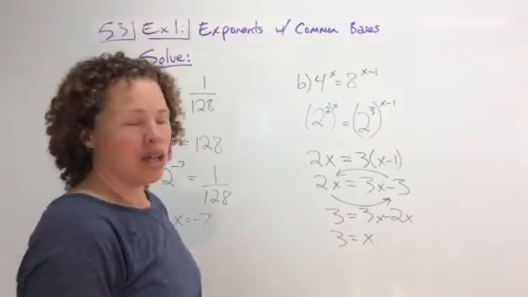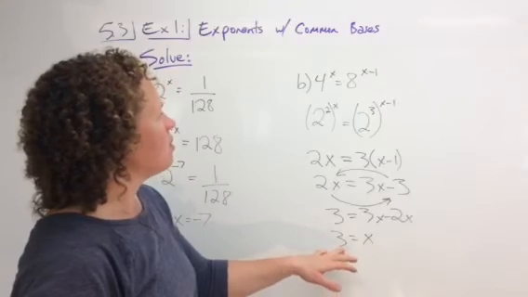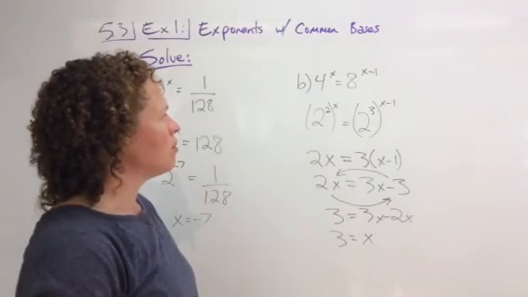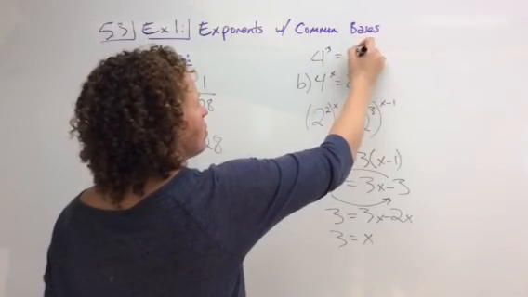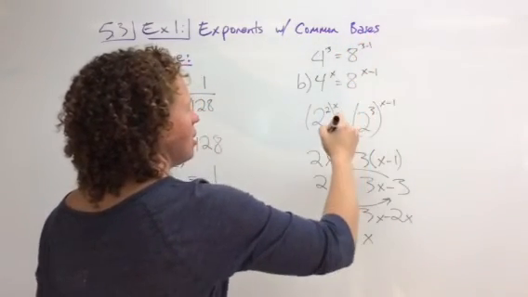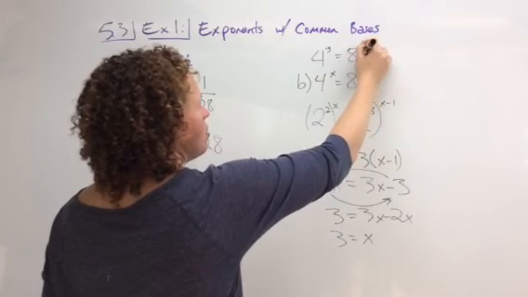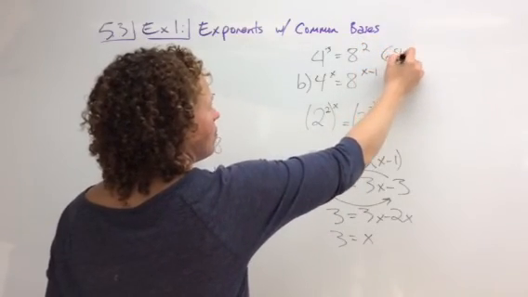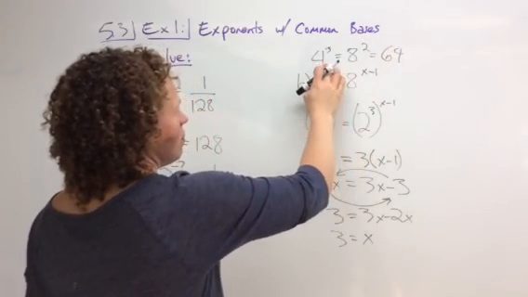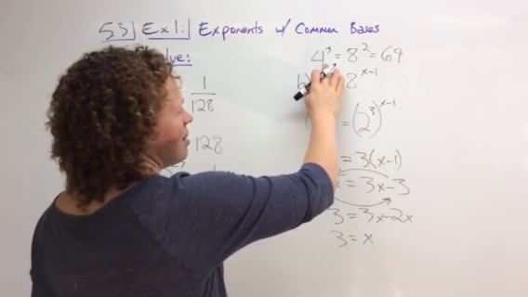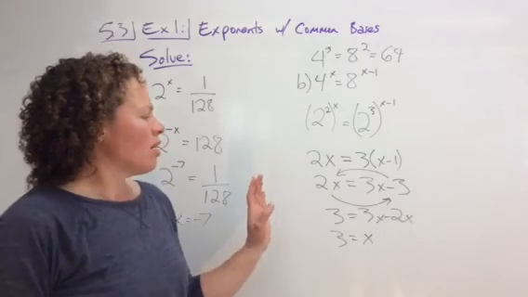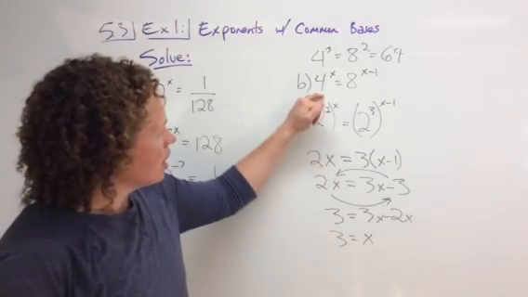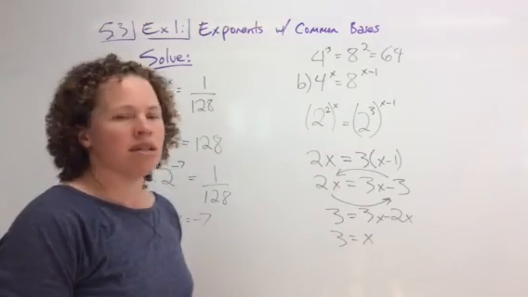Now if you wanted to, you could substitute the 3 back into the original formula and see if it works. So let's do that. 4 to the power of 3 equals 8 to the power of 3 minus 1. Well, 3 minus 1 is 2. 8 squared is 64. And 4 times 4 is 16 times 4 is 64. So we can get our value and then we can plug it into the original equation to check to make sure that we're right.